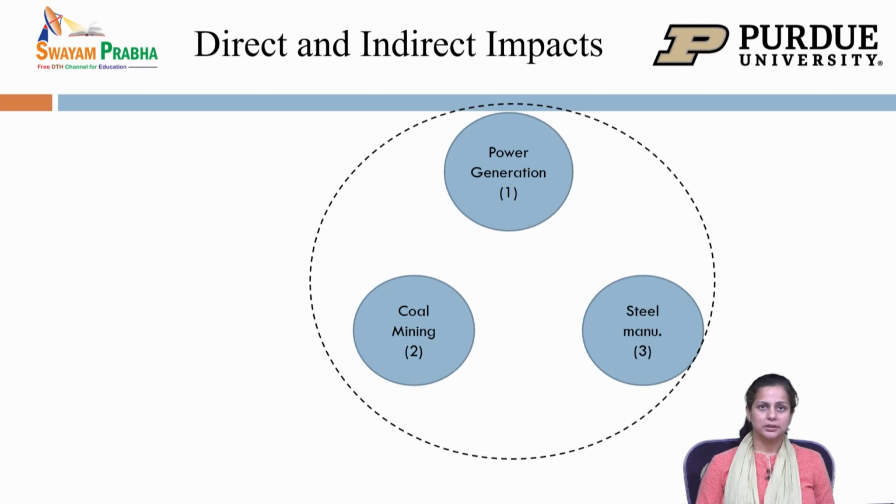For that, we will consider a 3-sector economy. In this 3-sector economy, we have power generation, coal mining and steel manufacturing. Let us say that we want to generate electricity which has the final demand F1, going out of the system boundary, and for that there is a requirement from the coal mining in terms of coal input.